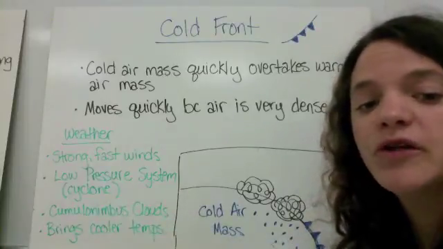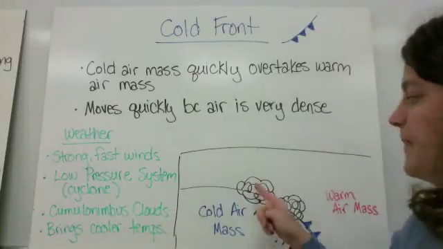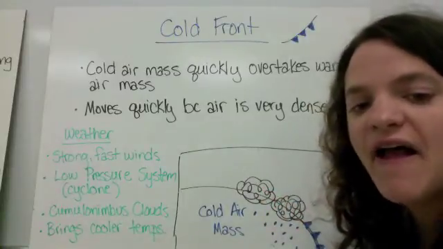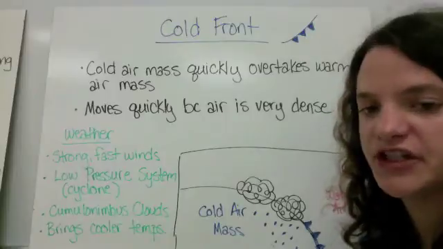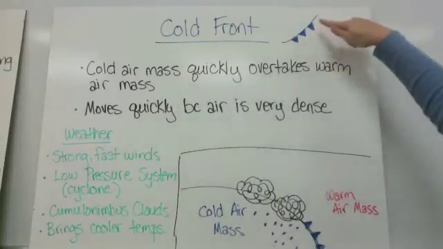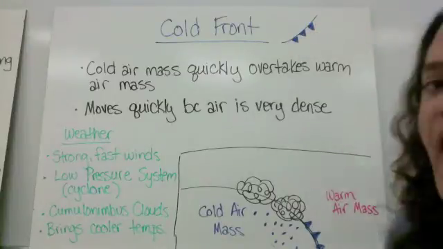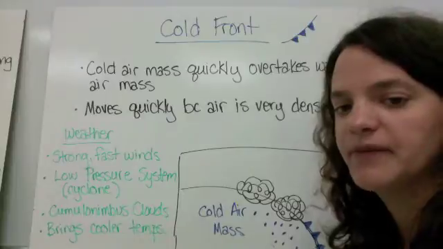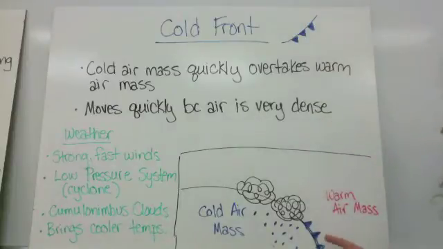They bring cumulonimbus clouds, which are those big fluffy clouds that sometimes get darker and look like thunderstorm clouds, and they bring cooler temperatures. The symbol on a weather map for a cold front is a blue line with triangles, and the triangles point in the direction that the front is moving. Okay, so for example, in the illustration here, we have a cold air mass overtaking a warm air mass.